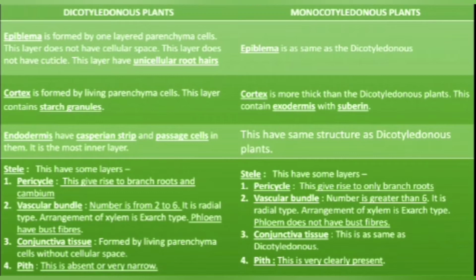The vascular bundle of dicotyledons contains 2 to 6 in number, but in monocotyledons the number is greater than 6. The phloem has bast fiber in dicotyledons, but the phloem does not contain any bast fiber in monocotyledons. The conjunctive tissue is the same in monocotyledons and dicotyledons. They are formed by living parenchyma cells without any cellular space in them. The pith is absent or, if present, very narrow in dicotyledons. But for monocotyledons the pith is very clearly present.